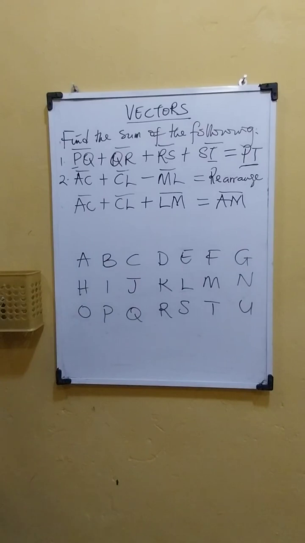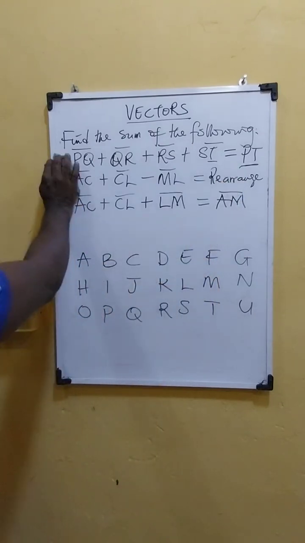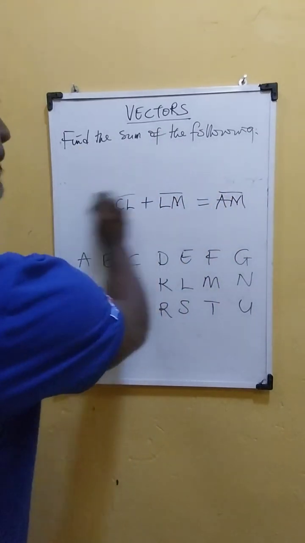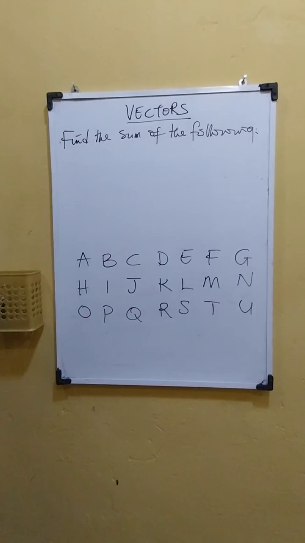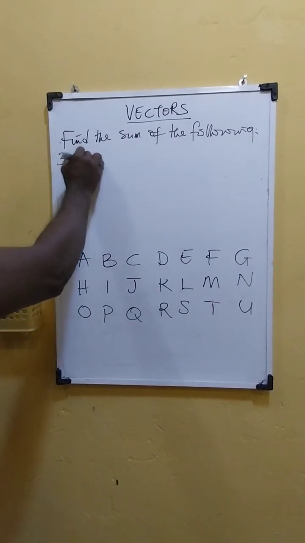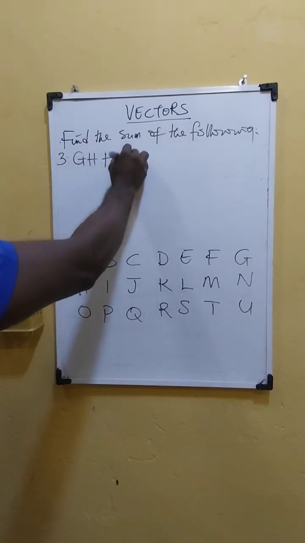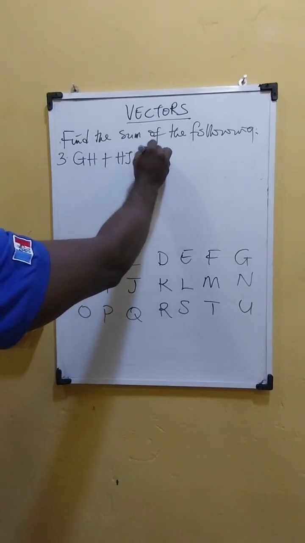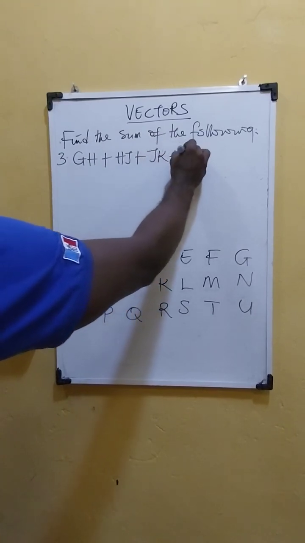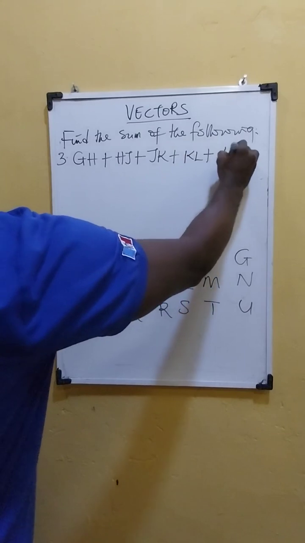So now let's take the third one. I'm taking this out now. The third one was number 3. It says GH plus HJ plus JK plus KL plus LG.